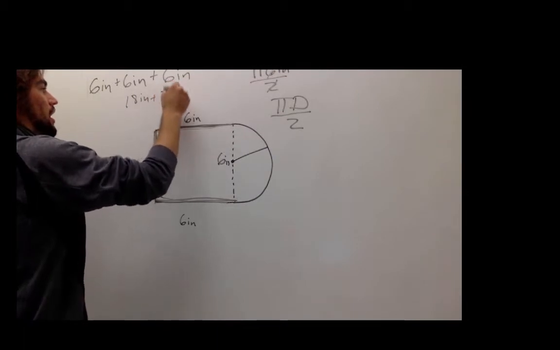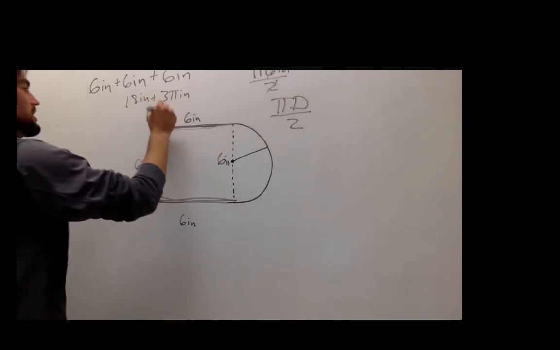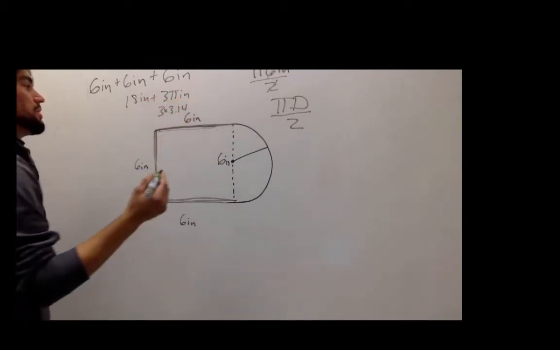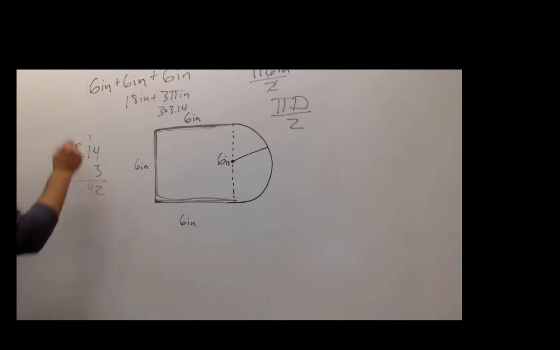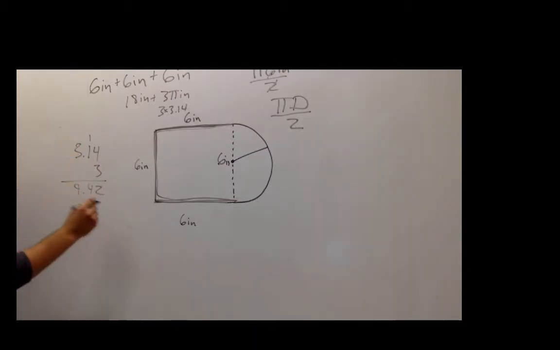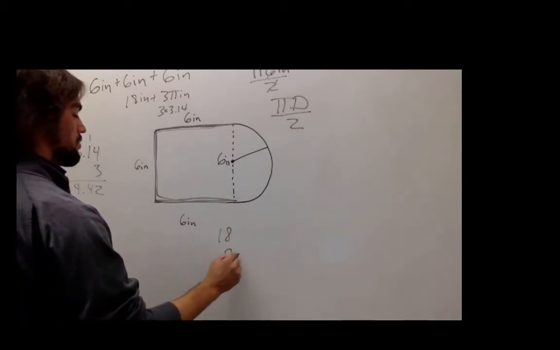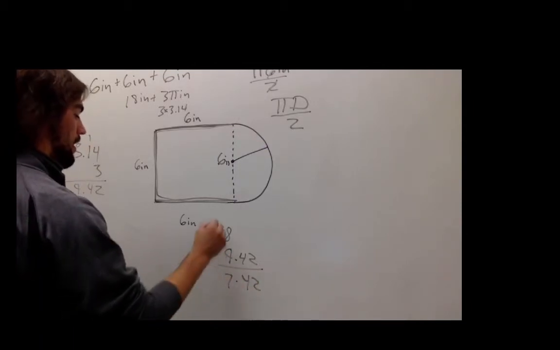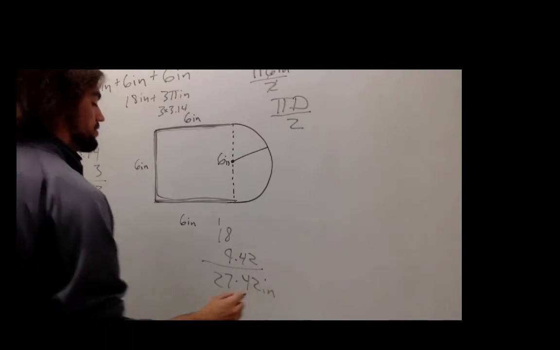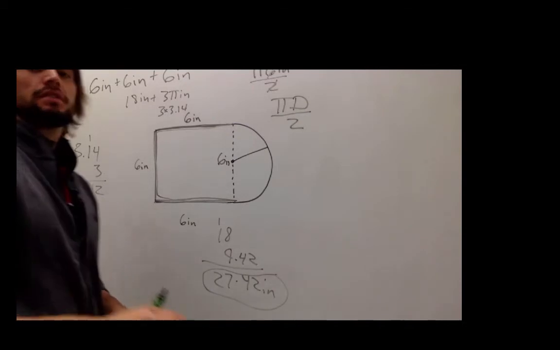So we can add that here. We can get an answer of, if we take that, so 3 times 3.14, which we know is pi. So 3.14 times 3. We get 3 times 1, add 1, 4. 3 times 3, we get 9.42. We get 18 plus 9.42 for a total of 27.42 inches. And that would be our final answer. And that is the perimeter of this object.